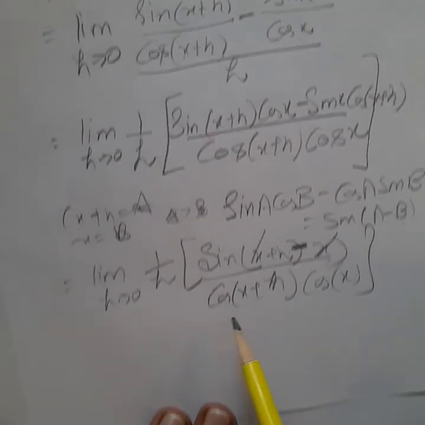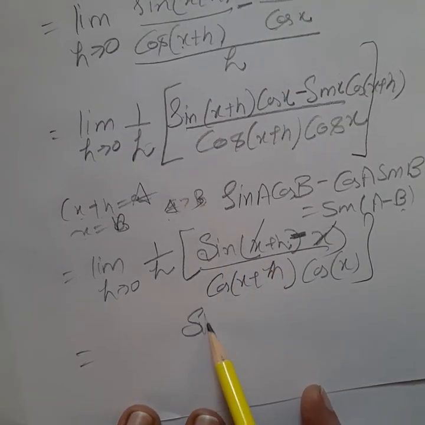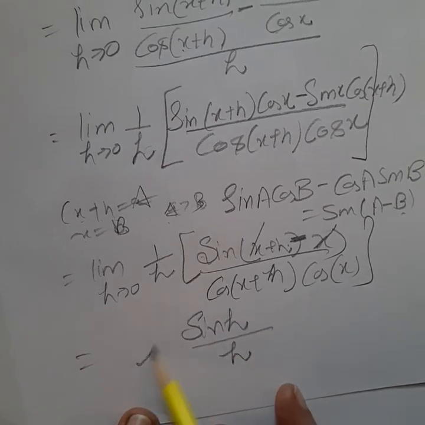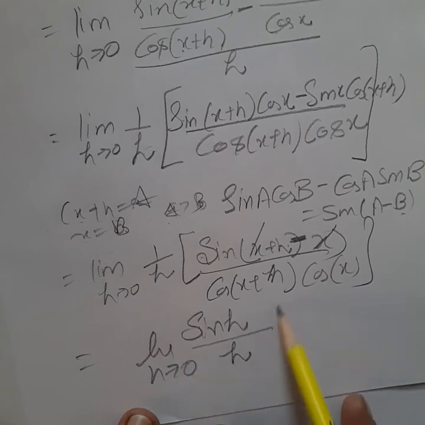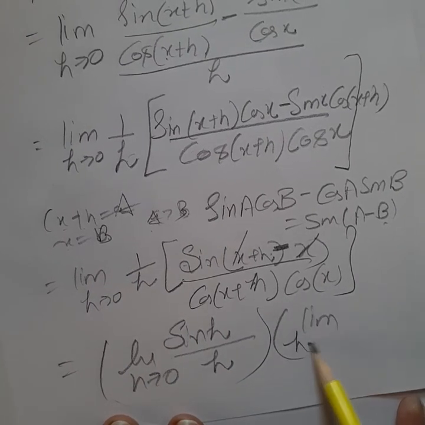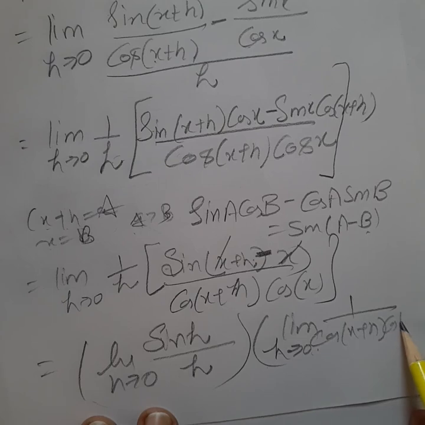Okay, so we are left with the function sine h. So you can write here sine h over h, and limit h tends to 0, and you can break it into two braces, and we can write there limit h tends to 0 of 1 over cos of (x plus h) into cos x.